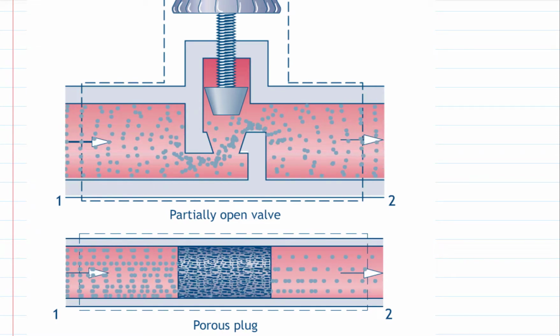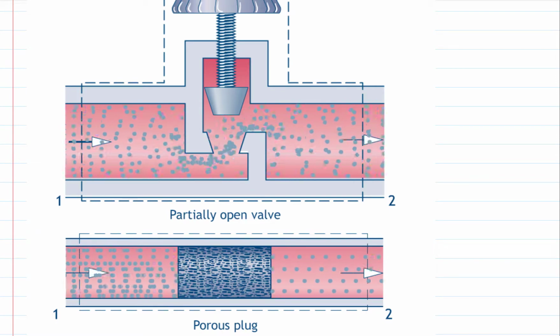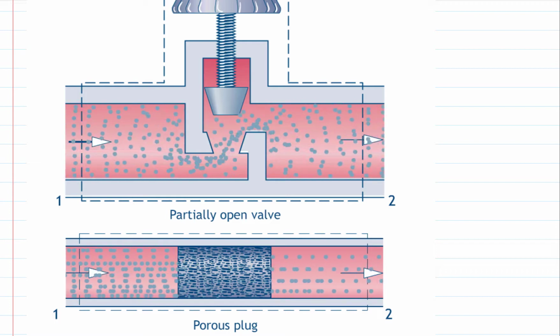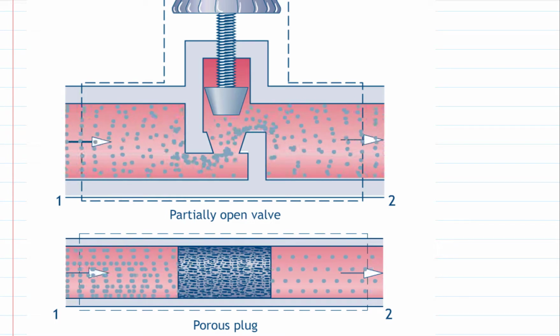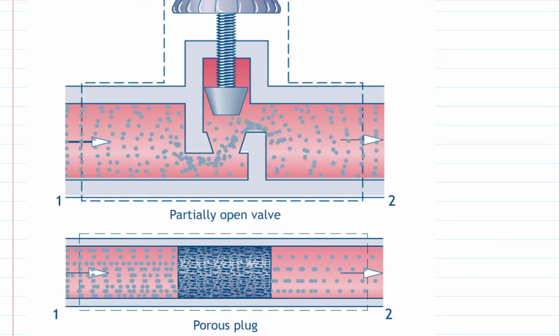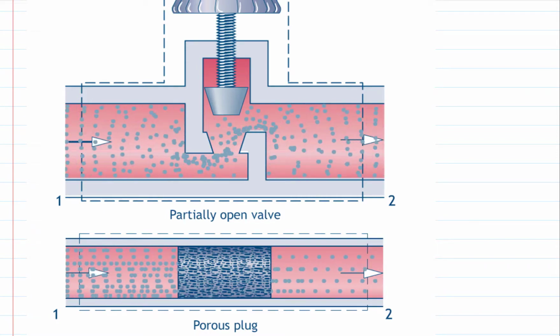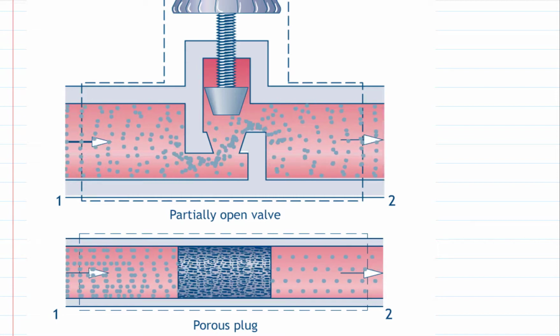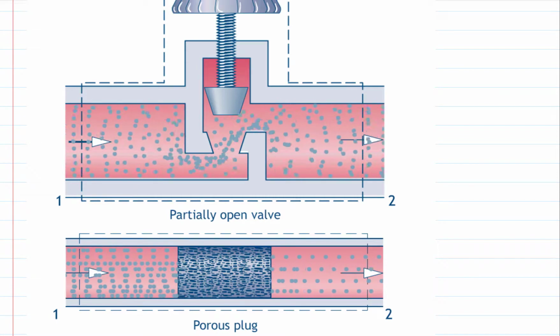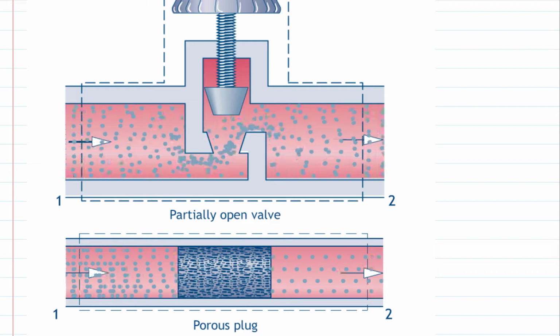The greater the flow resistance, the greater the pressure drop across the throttling device for a given mass flow rate. It may be constructed with a small hole in the pipe, an adjustable valve, a capillary tube, or a porous plug.